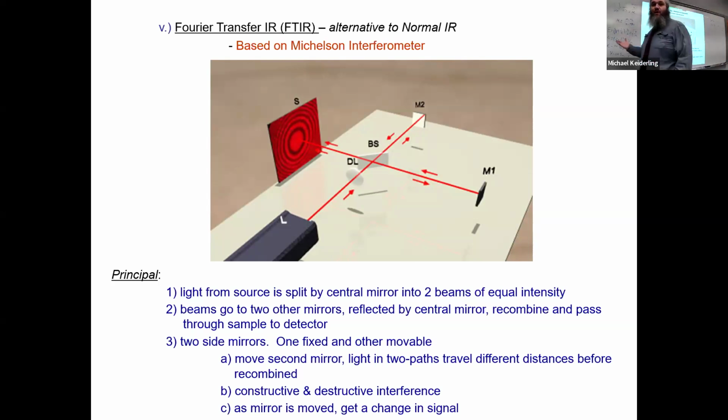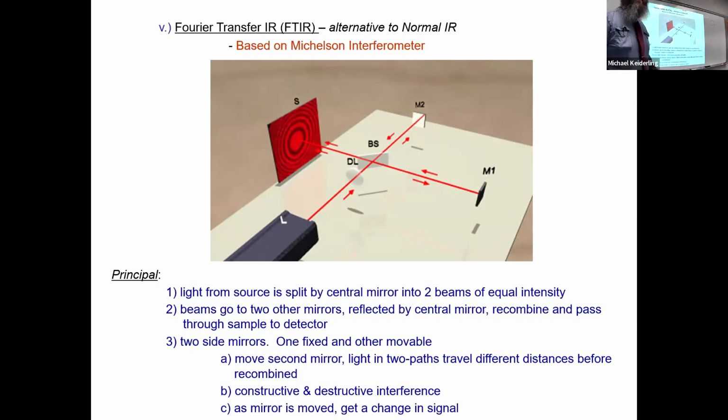There are two side mirrors, one is fixed and the other is movable. As you move the second mirror, the frequencies that interfere positively and negatively change based on the lengths. The light in the two paths travels different distances before they recombine. You get constructive and destructive interference. And as the mirror is moved, you get a change in signal. So as you move the mirror through time, the signal on your output, your sensor, will vary, and that will correspond to different wavelengths.